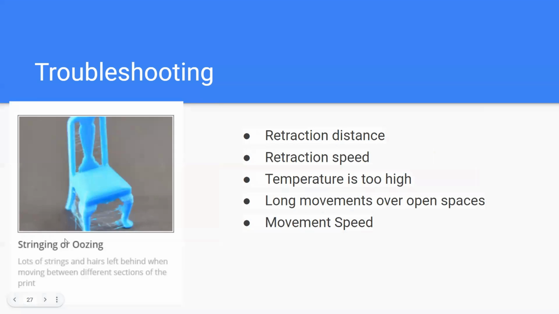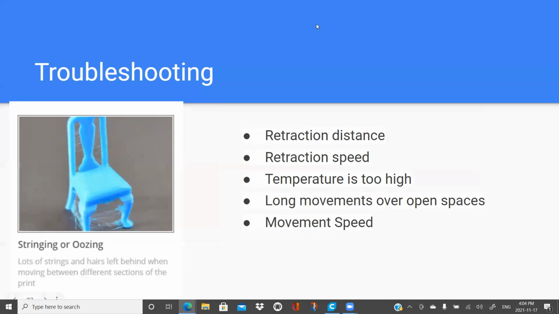Okay, so stringing or oozing. This is similar to something you can see in hot glue guns, where you've got a lot of pieces of filament and little hairs stuck between different sections of your print. There's a couple things you can do to fix this. So first off, the retraction distance. In general, the more plastic that is retracted from the nozzle, the less likely the nozzle is to ooze while moving. So we talked about how after each extrusion, the nozzle retracts some of the filament.